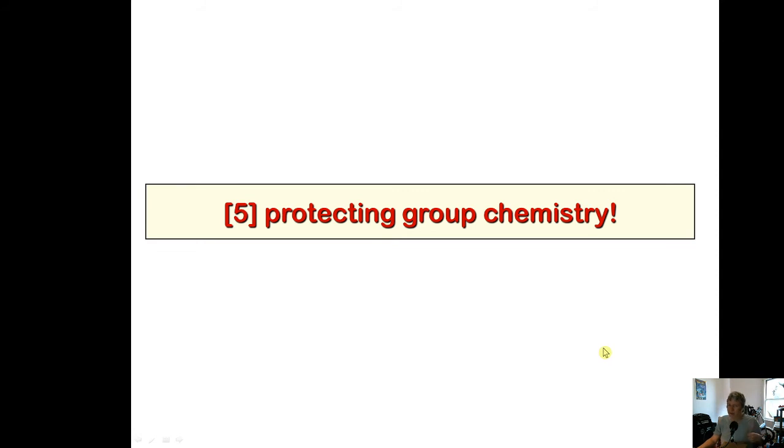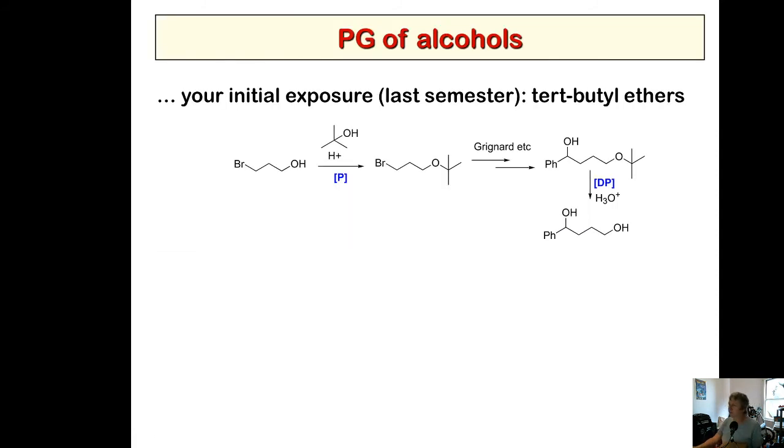Protecting group chemistry. Let's review what you know about protecting groups. Your initial exposure, which was last semester, was the use of tert-butyl ethers, and this was a great protecting group. Makes a tert-butyl ether with a protection mechanism. Why would you protect? Well, we have two functional groups, and often when you have two functional groups, you want to work on one and not touch the other, right? And so we protect the alcohol, make it as a tert-butyl ether, and then we, what do we do?